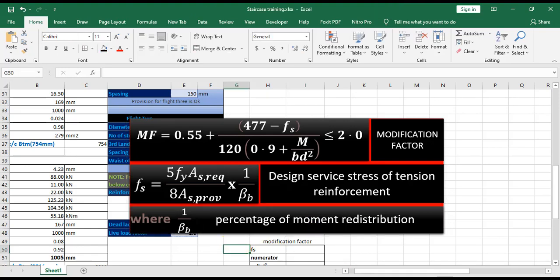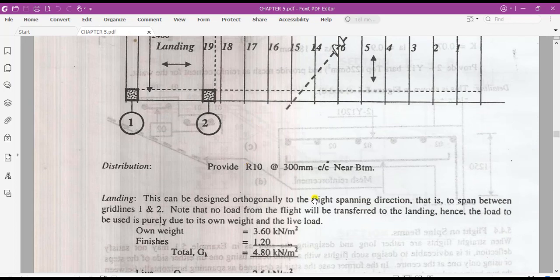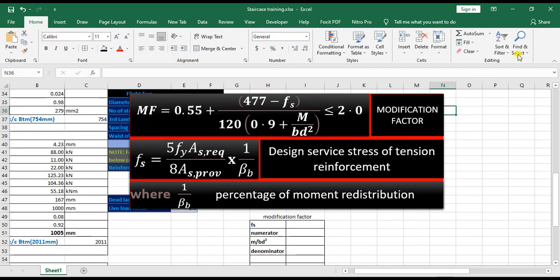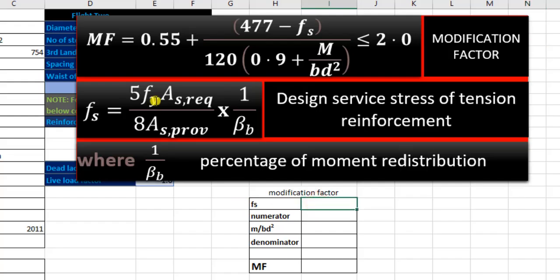Remember, we are still using the design booklet from our able engineer, Victor Jenoga, and today we are going to do some checks on that and see how effective our design has been. So without wasting much time, let's start entering the formula. The first one is FS, 5 FY times area. FY is the characteristic strength of steel times the area of steel required, divided by 8 times the area of steel provided.